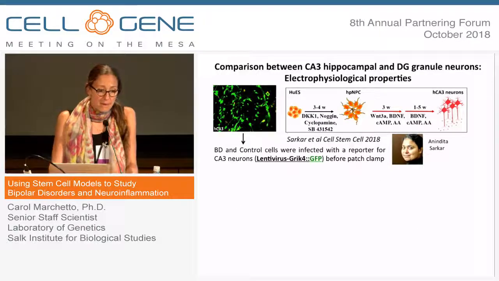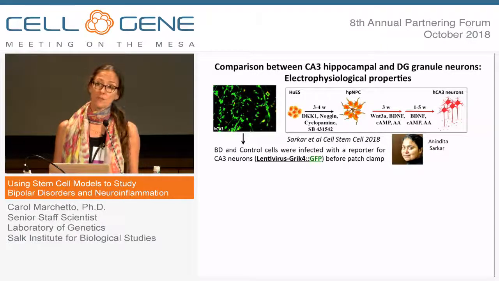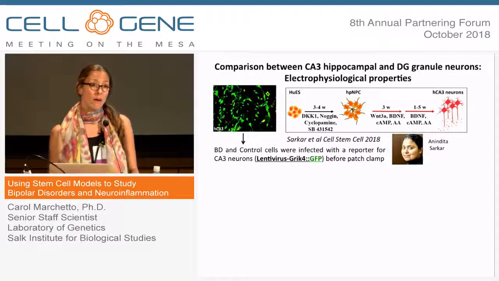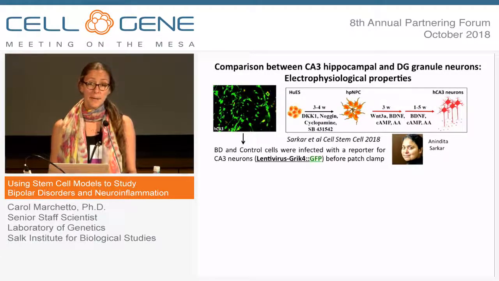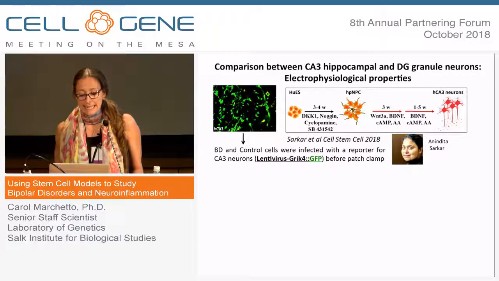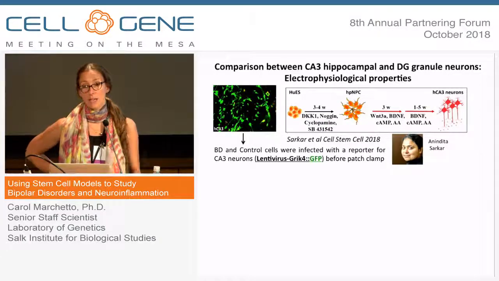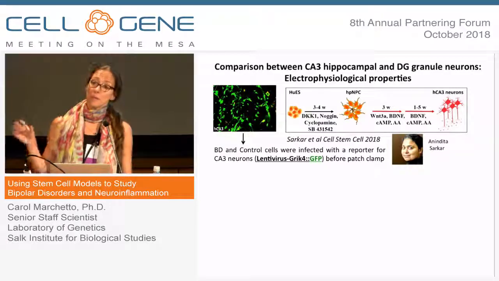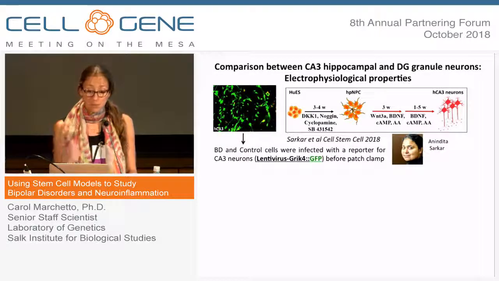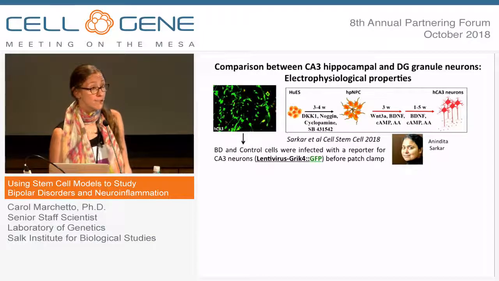Then she became interested in looking if other neurons within the hippocampal area were also affected by hyperexcitability. At that time, Anita Sarkar in our lab had developed a protocol to make enriched populations of CA3 neurons, and we were also able to identify them with a specific promoter. In that case it was Greek4, a promoter expressed in GFP positive cells.